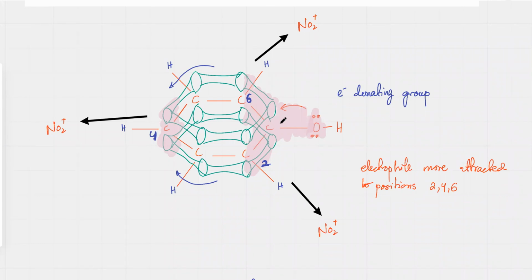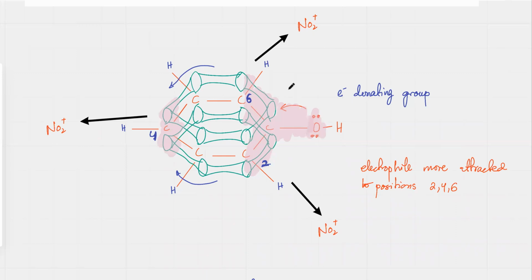The positions were given based on this one. The OH was considered to be attached to carbon number 1. So this is 2, this is 3, this is 4, 5, and 6. So at positions 3 and 5, the electron density is not going to be very high. Is this clear?